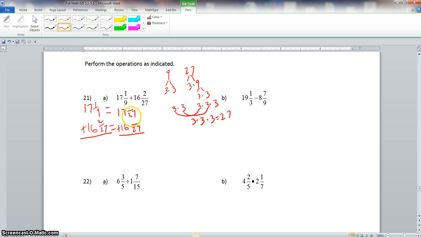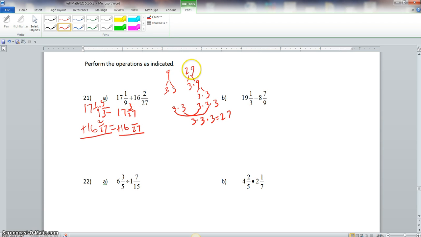Now we have to find this numerator. Now we look at 9 and compare it to 27. What does 27 have that 9 does not? It has an extra 3. So we'll multiply this 1/9 by 3 over 3. So 1 times 3 is 3. And we know 9 times 3 gave us 27.